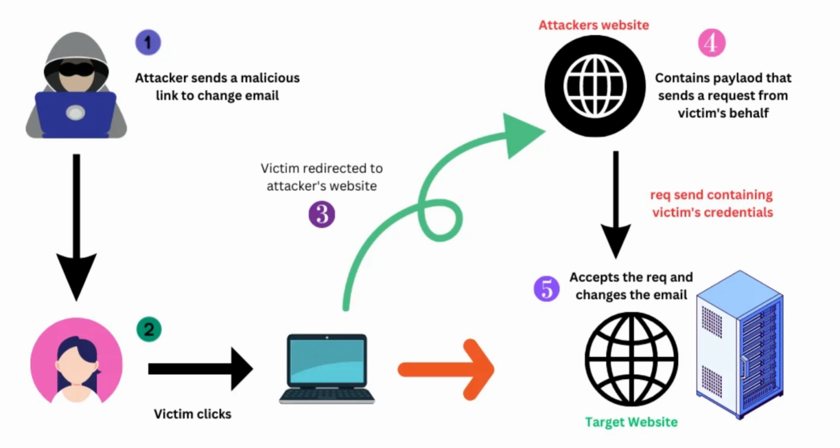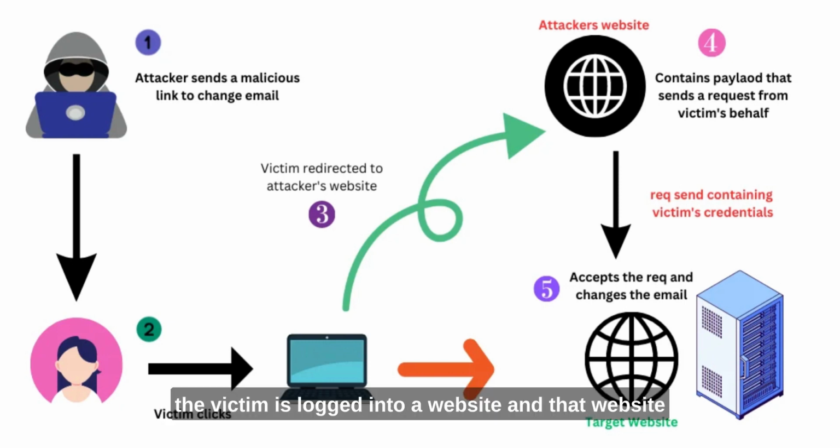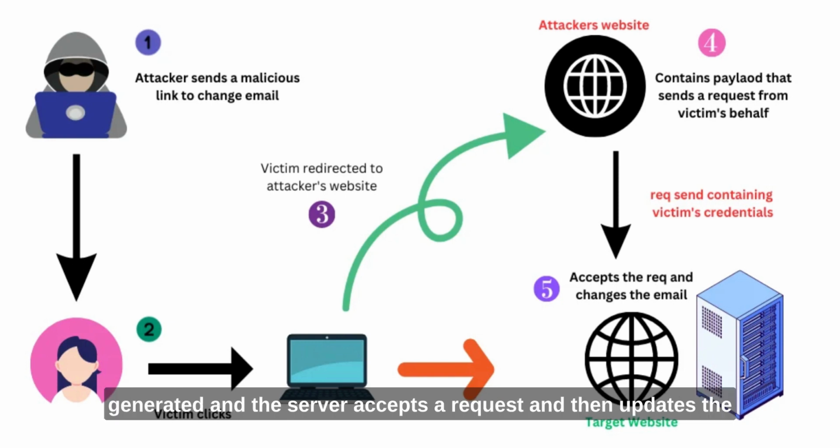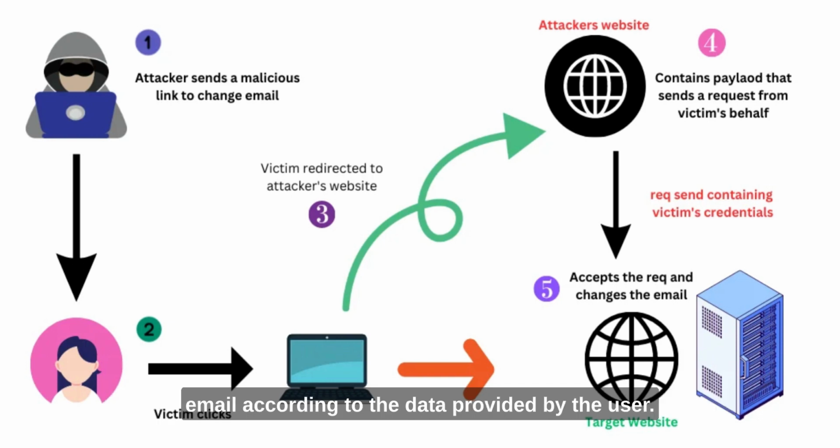What's happening here? Assume that the victim is logged into a website and that website has a feature called update email. So when a user clicks on update email, a request is generated and the server accepts the request and then updates the email according to the data provided by the user. Now, how can an attacker change someone else's email? Basically, an attacker will host their own domain, which will consist of a malicious JavaScript payload, and then the attacker will send that malicious link to the victim.